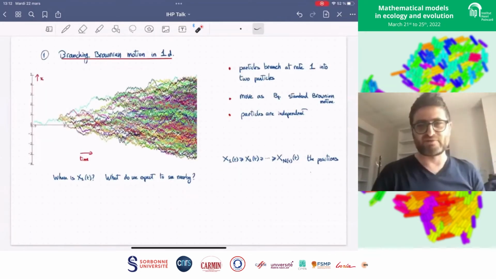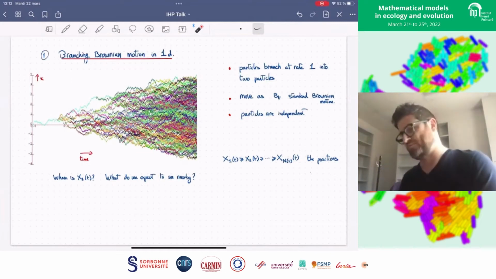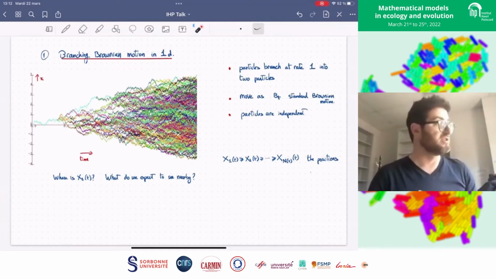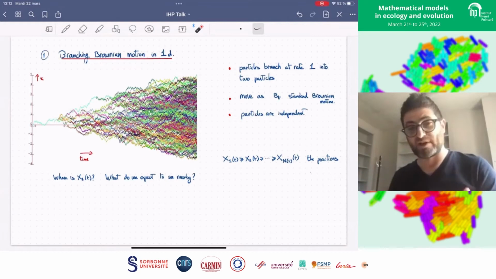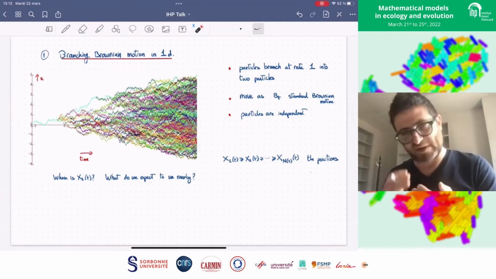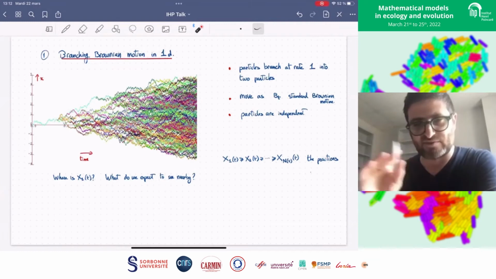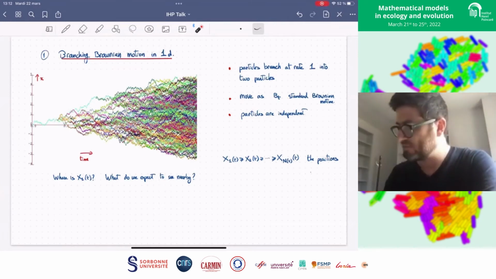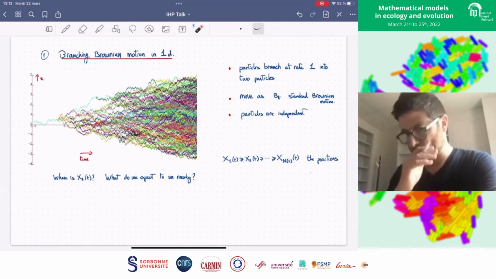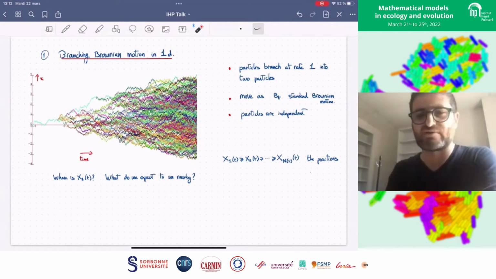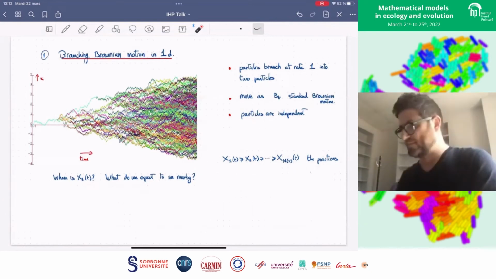So to understand what happens in dimension D, I need to go back and tell you about the story of what happens in dimension 1. So I'm going to spend some time now telling you about all the results about the one-dimensional BBM. The one-dimensional BBM is exactly the model I presented before, just in dimension 1. Particles branch at rate 1 into 2 particles. They move as standard Brownian motions, and the particles are independent.